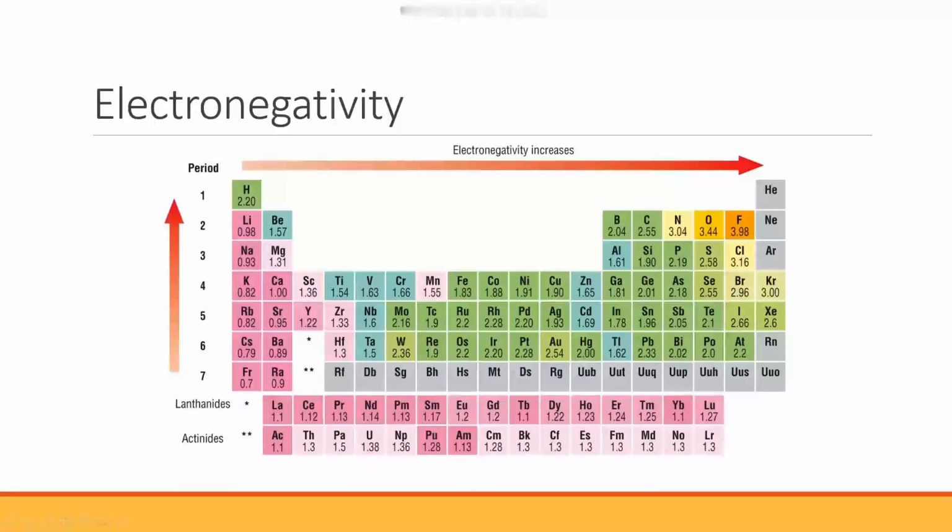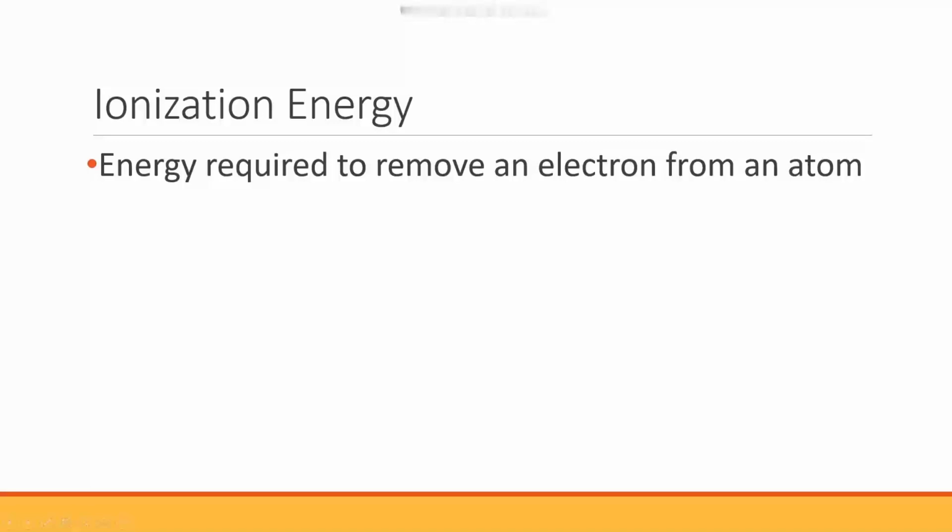And the very last periodic trend is ionization energy. Ionization energy is the opposite of electron affinity. It's the energy required to remove an electron from an atom. This should be pretty obvious, but if you have an electron that's more attracted to a nucleus, it will be harder to remove, thus having a higher ionization energy. If you have an electron that's not that attracted to the nucleus, it's going to be easier to remove, so it'll have a lower ionization energy.